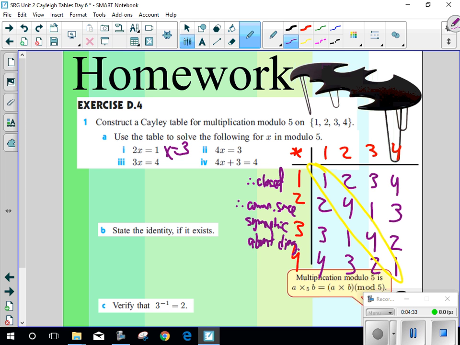How about this one? 4 times what is going to give you a remainder of 3? X is what? So you're going to go here, you're going to go 4, you're going to have a remainder of 3, so you would multiply 2 by that. And that makes sense, because 4 times 2 is 8. That will give you a remainder of 3. That's cool. You got it.